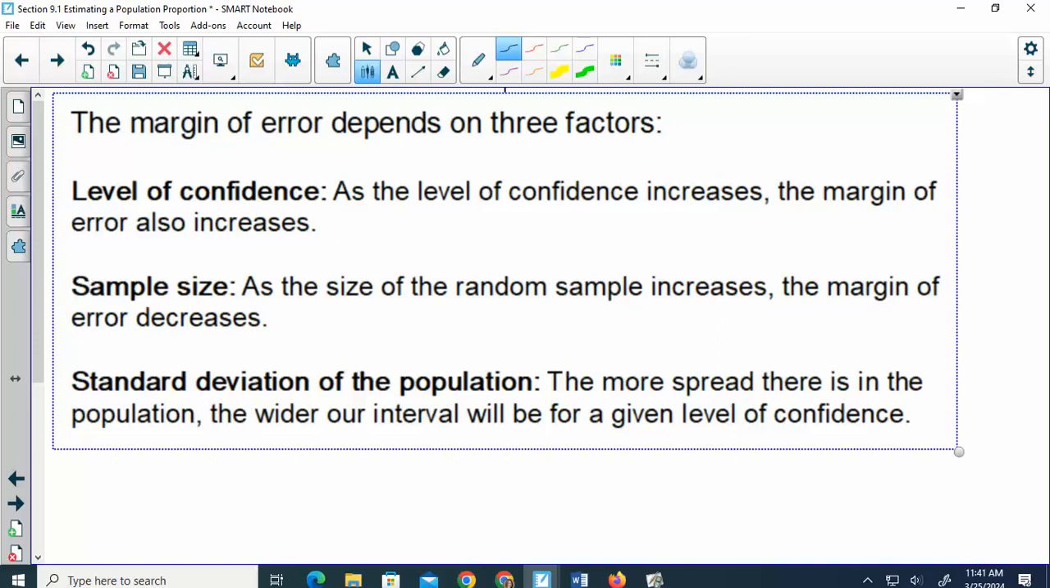So as we have a bigger sample, that would decrease our error because we'll get more accurate by including more people. Third, standard deviation. Remember, standard deviation measures how spread out the data is. And what does a big standard deviation tell us? Yeah, it's not consistent. It's really spread out. So if we have a high standard deviation, we're going to have a higher margin of error, just because the data itself is more spread out. So the more spread, the wider our interval will have to be. All right.